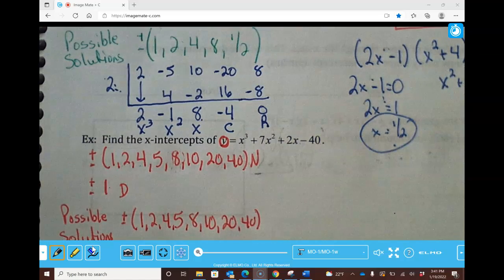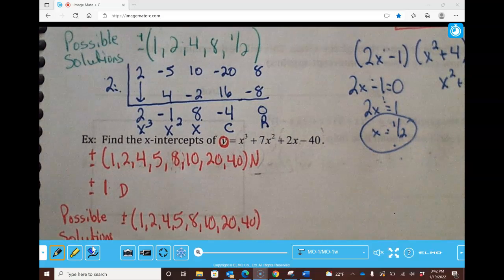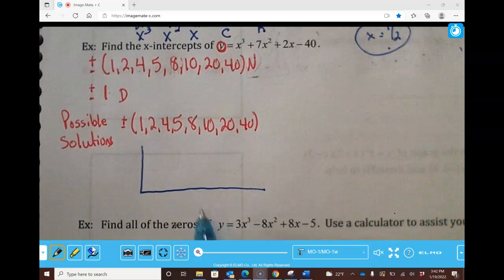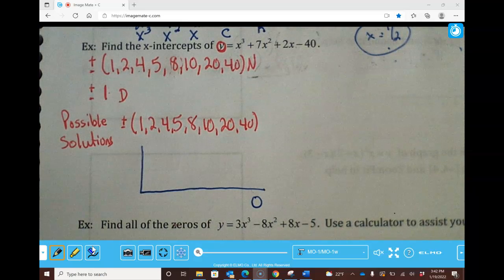And if I didn't have my graphing calculator, I would now have to start this whole synthetic division process and see, does 1 work? Does -1 work? Does 2? Does -2, 4, -4? And remember, I know it works when I get 0 at the end. So to save myself a little bit of time, I'm going to go to my graphing calculator and I'm going to put in this equation.